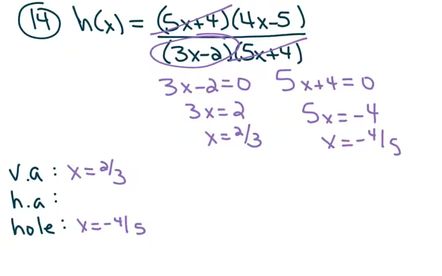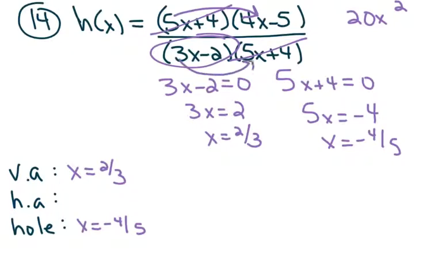To figure out what the horizontal asymptote is, I have to think about what the first term would be if I were to multiply this out. I don't actually have to FOIL the whole thing out, but if I were to, the first term would be 20x squared in the numerator.